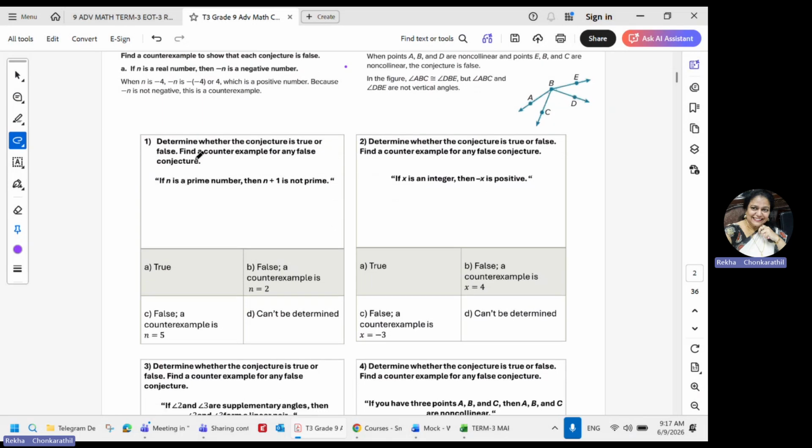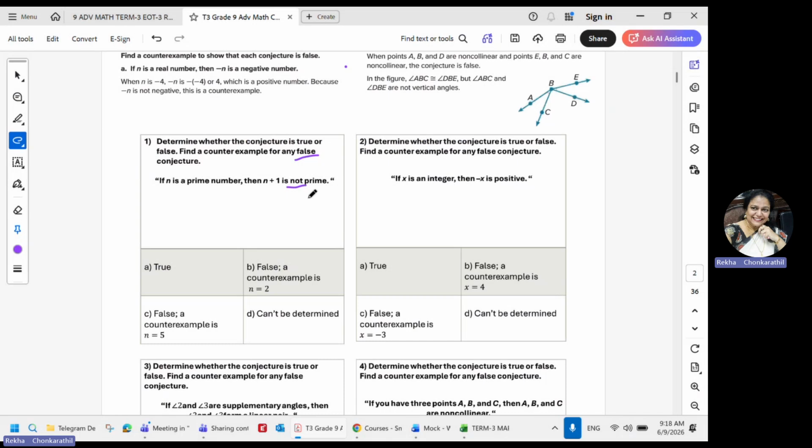This question asks, determine whether the conjecture is true or false. Find a counterexample for any false conjecture. Only if the conjecture or the statement is false, you can give a counterexample. The counterexample should prove that the conjecture is false. Now, what is the conjecture here? If n is a prime number, then n plus 1 is not prime. It says it's not prime.